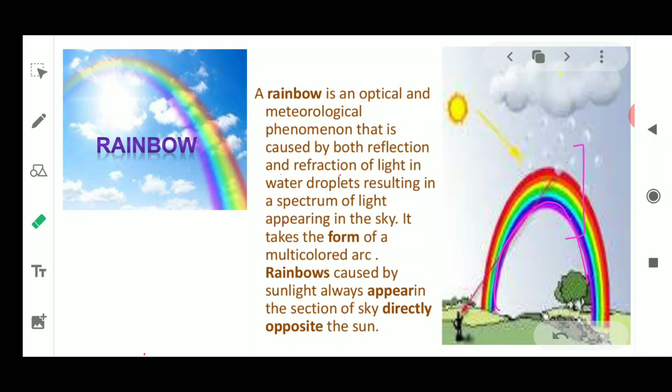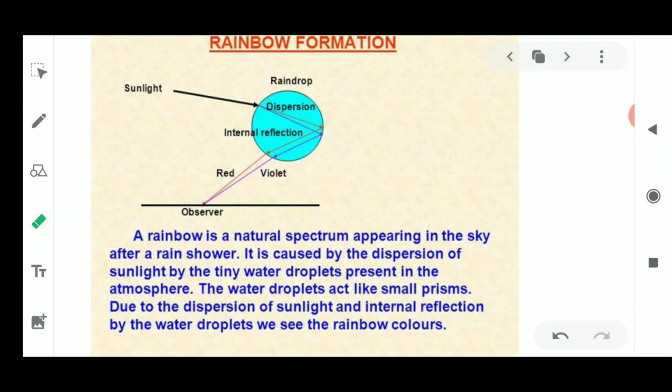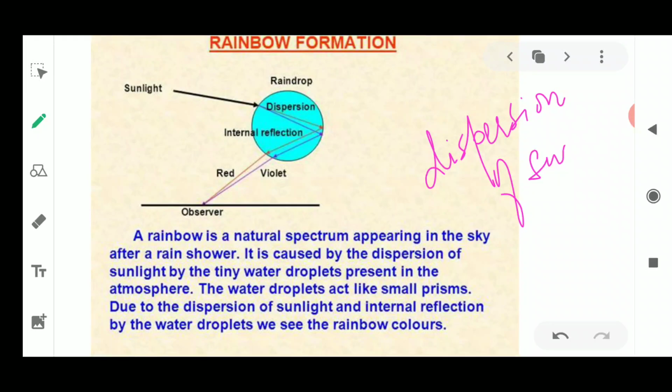Now let us see how this rainbow is being formed. The rainbow is a natural spectrum, as you could say the colors are in the form of spectrum colors. That is why we can say that the rainbow is an optical natural spectrum which is produced in nature in the form of a multicolored arc. Now the rainbow is formed due to the dispersion of sunlight.